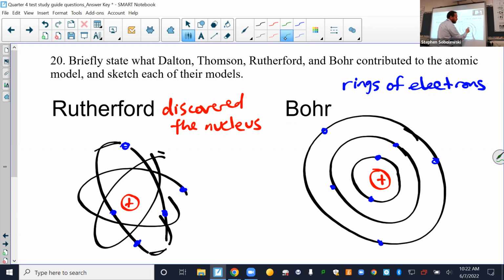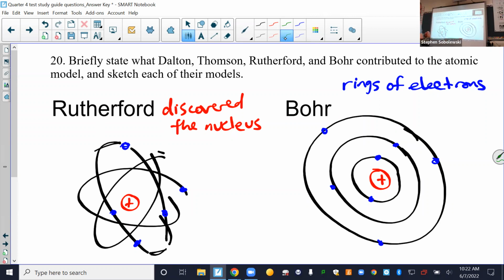And when they jump up, they absorb a little bit of energy. When they jump down, they release energy, and that released energy is what we perceive as light. So this is why certain elements will give off different colors when they're, we literally use the word excited. When you excite an atom or excite an electron, it'll jump up, it'll jump down, it'll release energy, and we can perceive that in a color. So the main thing is the rings of electrons here.